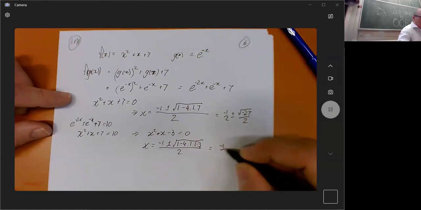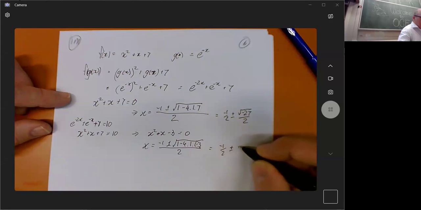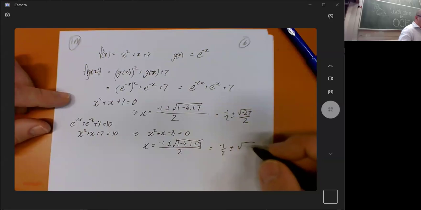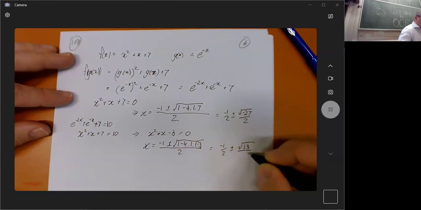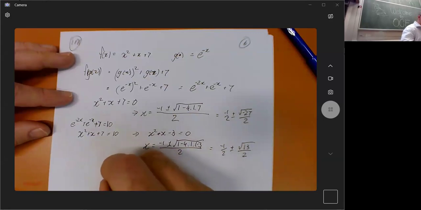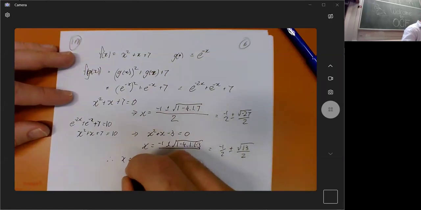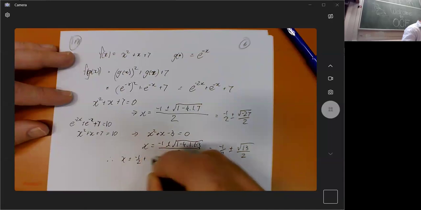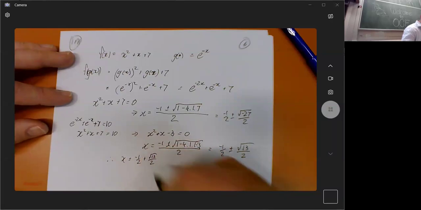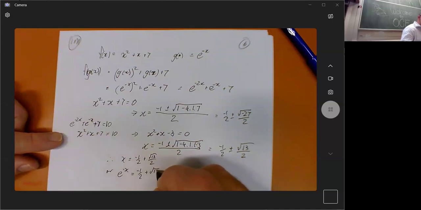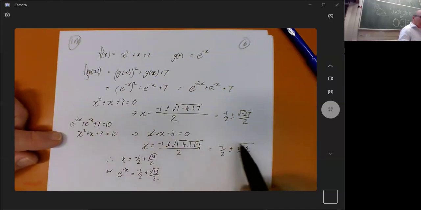So minus 1 on 2 plus or minus, and this is now 12 plus 1 is 13, square root of 13 on 2. Therefore, x is equal to minus 1 on 2 plus root 13 on 2. Or e to the minus x is equal to minus 1 on 2 plus square root of 13 on 2. I can't have the negative here.